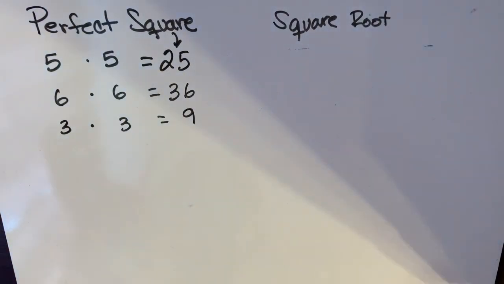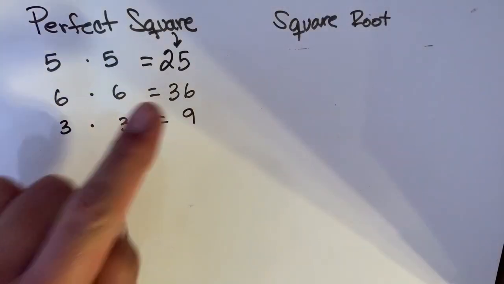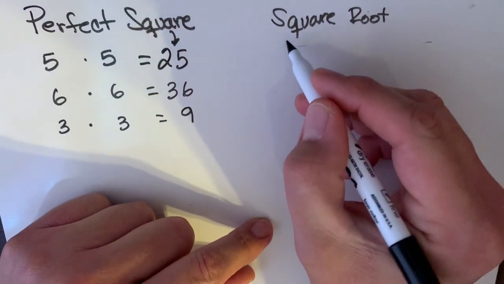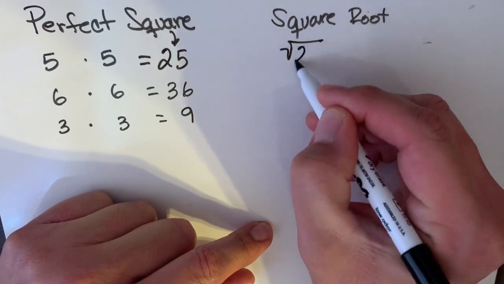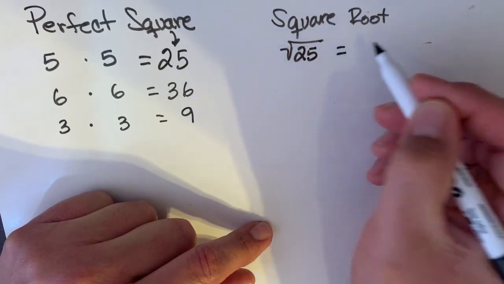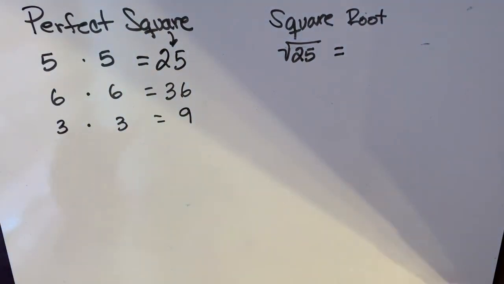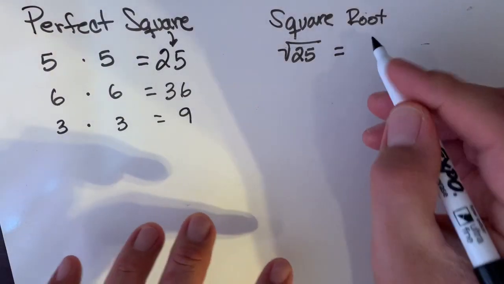But now let's go the opposite direction. Let's say we're square rooting those perfect squares. So let's take 25, for example. If I square root 25, well, I'm looking for the number that I multiply times itself to get me to 25. In this case, it would be 5.